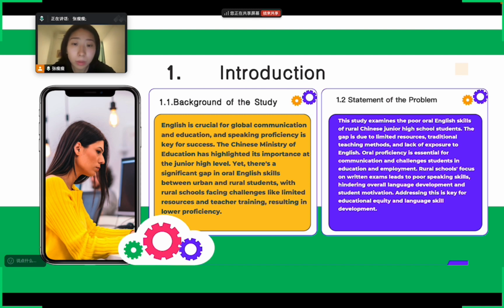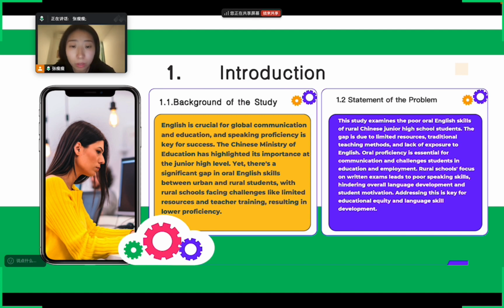This is the introduction part. English is vital for global communication and education. With speaking being key, there is a big gap in oral English skills between urban and rural Chinese junior high school students. In rural schools, due to resource and teaching staff shortages, students' oral English is poor. This study focuses on this problem.